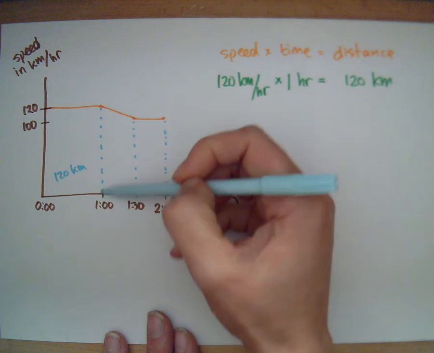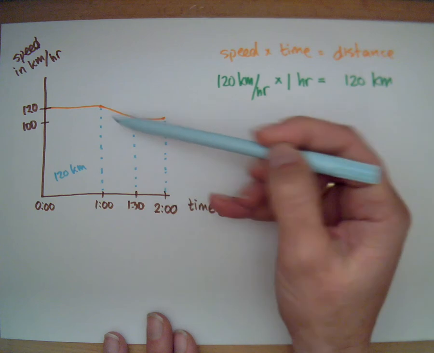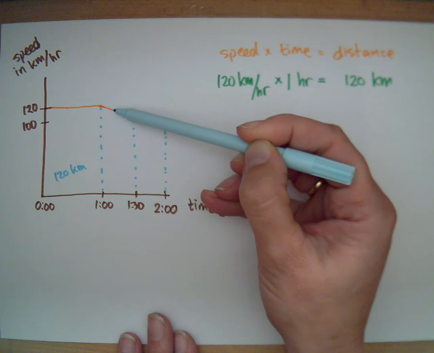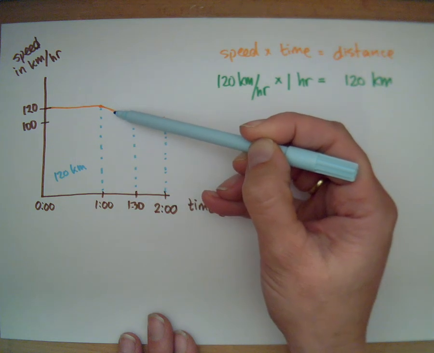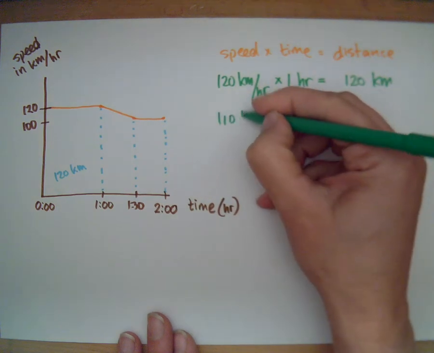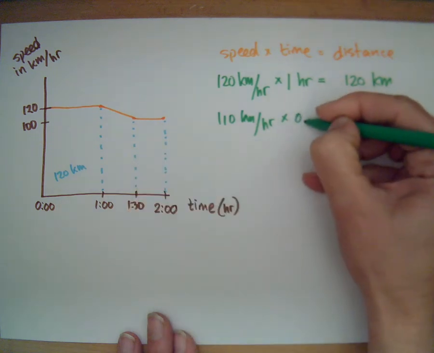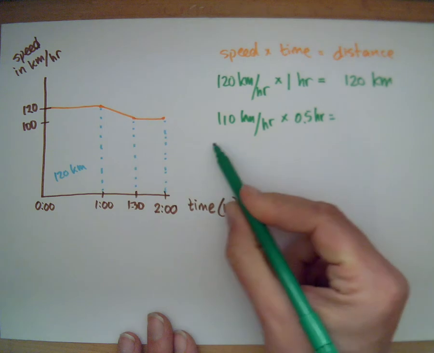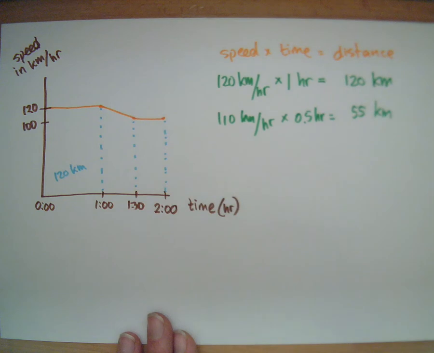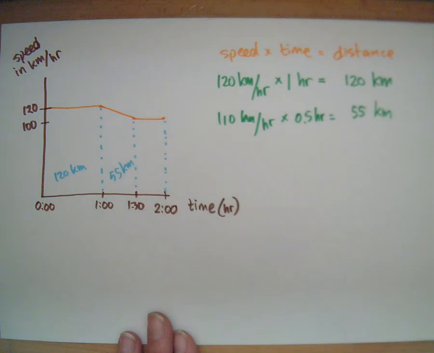Let's see how far I traveled in this time interval. I started at a speed of 120. I ended up at a speed of 100. It's a straight line. We can say that on the average, I drove 110 kilometers an hour. Yes, I drove 110 kilometers an hour for half an hour. That gives us a distance traveled of 55 kilometers. Yes, so here, 55 kilometers.